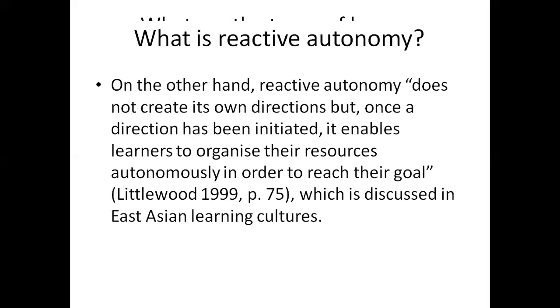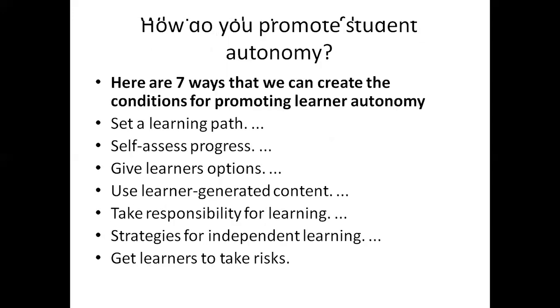So whether it is proactive or reactive, on the other hand, reactive autonomy does not create its own direction, but once a direction has been initiated, it enables the learners to organize their resources autonomously in order to reach their goal. That is the reactive autonomy. So learner autonomy, either proactive or reactive, will have some path. Set a learning path.